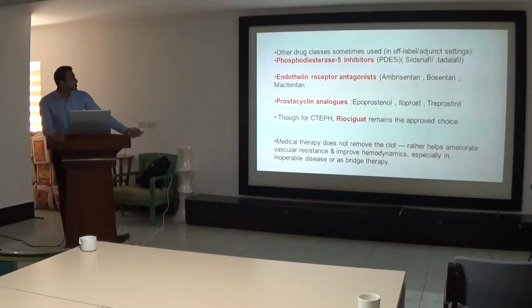So these are some of the drugs that are available. Phosphodiesterase 5 inhibitors that act on PDE5: sildenafil, tadalafil. Endothelin receptor antagonists: ambrisentan, bosentan, macitentan. Newer research is coming up with macitentan. Prostacyclin analogs, epoprostenol and iloprost. For CTEPH, riociguat is the FDA-approved choice. But they are searching in these three areas also, and out of which macitentan has appeared to be promising.